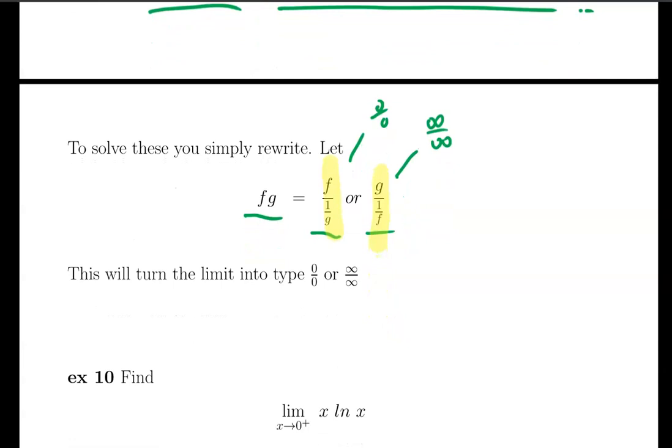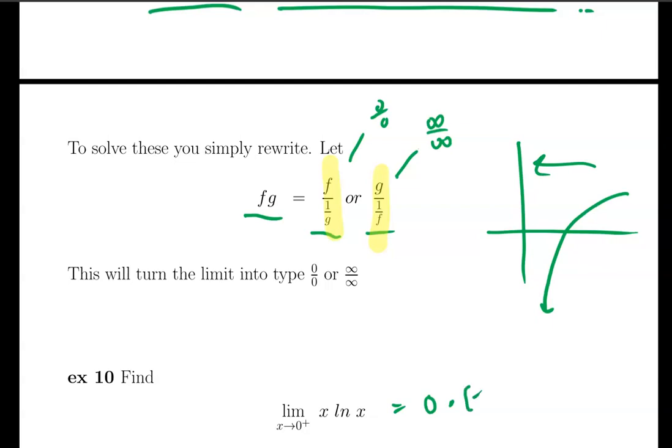So let's take a look at this. As x approaches 0 from the right, this gets closer to 0, of course. And as we approach 0 from the right, what happens to the graph of the ln? Right, it goes like this. So as we approach 0 from the right, this goes to negative infinity. So this is an indeterminate form. 0 times infinity. Which means we have to flip one of the functions.